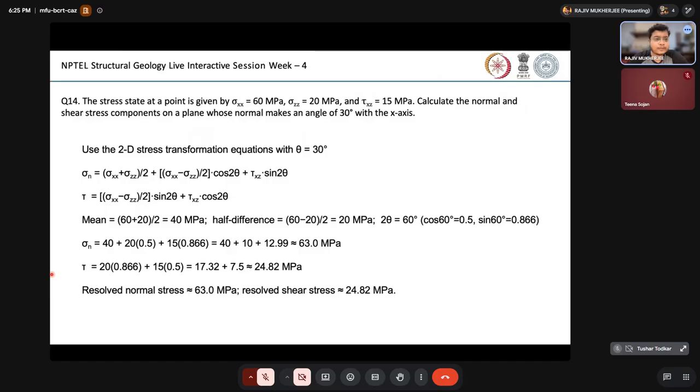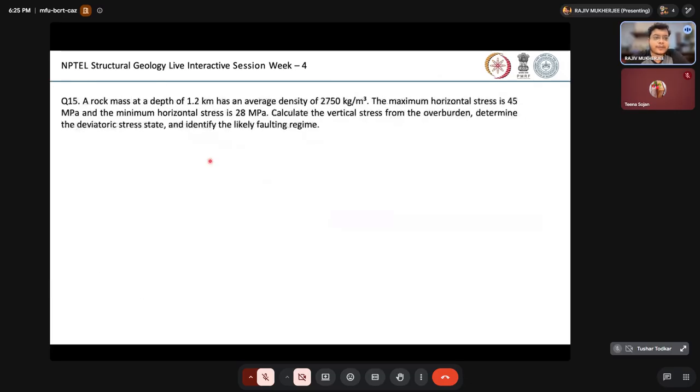Okay, so let us move on to the next question. A rock mass at a depth of 1.2 kilometers has an average density of 2750 kilogram per meter cube. The maximum horizontal stress is 45 megapascal and the minimum horizontal stress is 28 megapascal. Calculate the vertical stress from the overburden, determine the deviatoric stress state, and identify the likely faulting regime. So we have three targets.